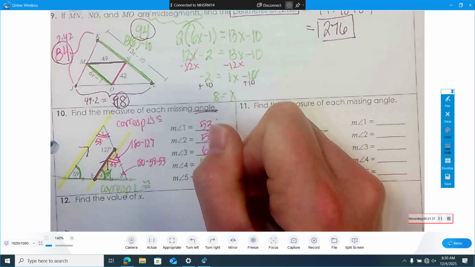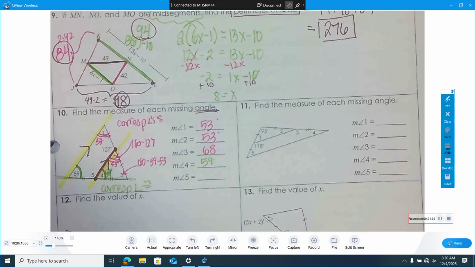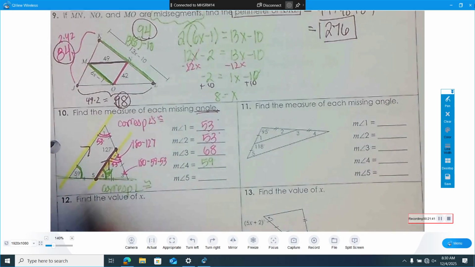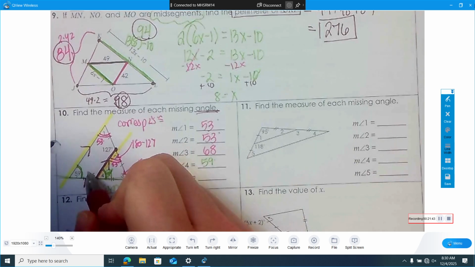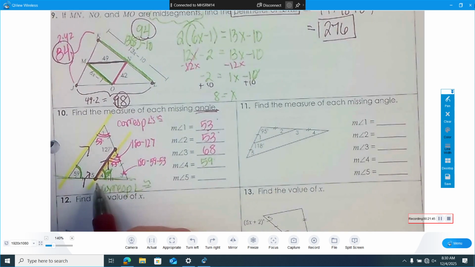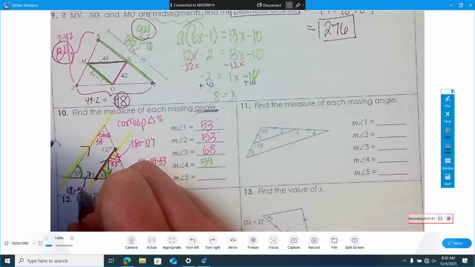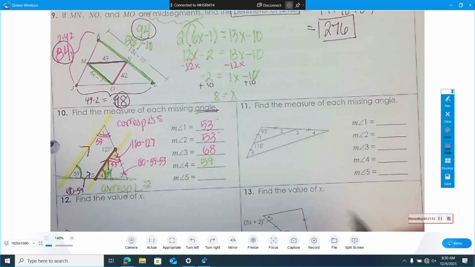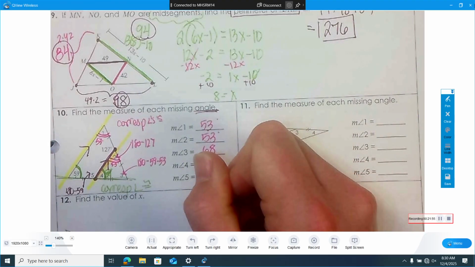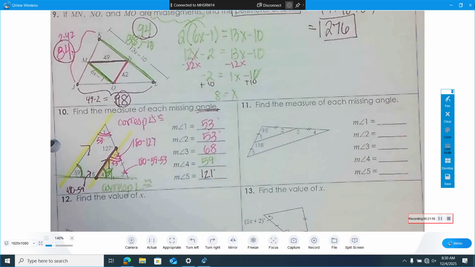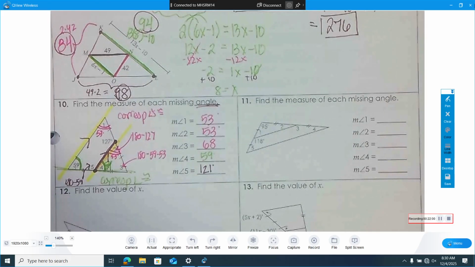Thank you. All right. How do we figure out angle 5 here? 180 minus 59, right there. Angle 4. So 180 minus 59 is 121 degrees. Okay. So it's really important that you're able to identify the corresponding angles.